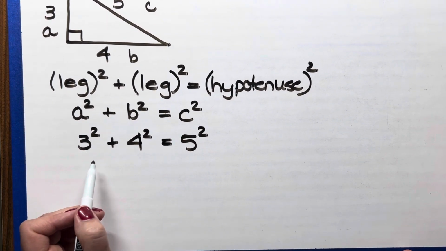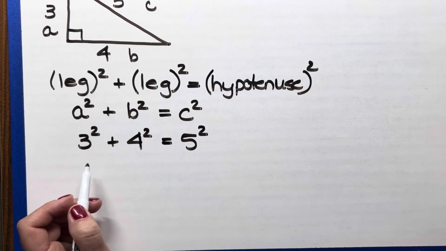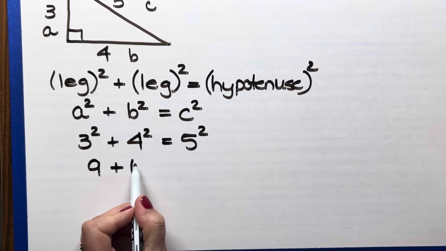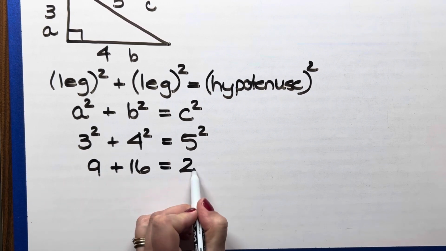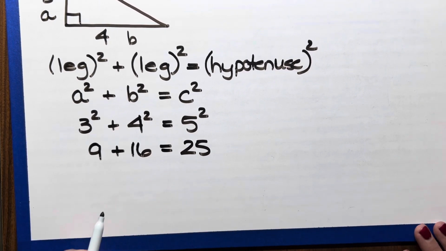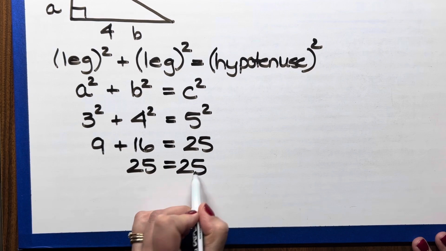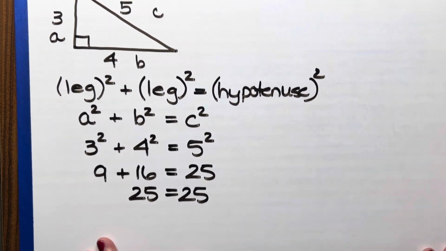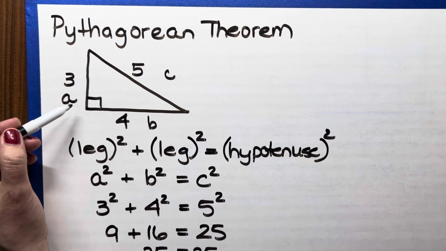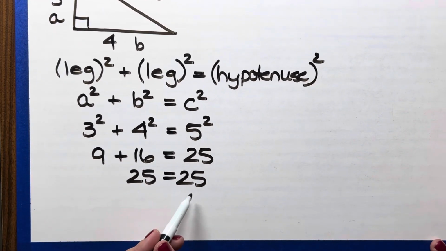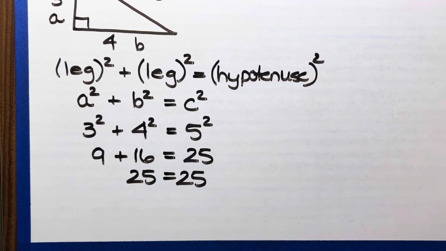If you have a calculator, you're welcome to use that. If you know your perfect squares, then that's great too. So 3 squared is 9, 4 squared is 16, and 5 squared is 25. If I add 9 plus 16, I do get 25, and that equals 25. So what I've just verified is that the triangle that we started off with is indeed a right triangle because this formula turns out with equal sides. So let's talk about a different triangle and see if we can find one of the missing sides.